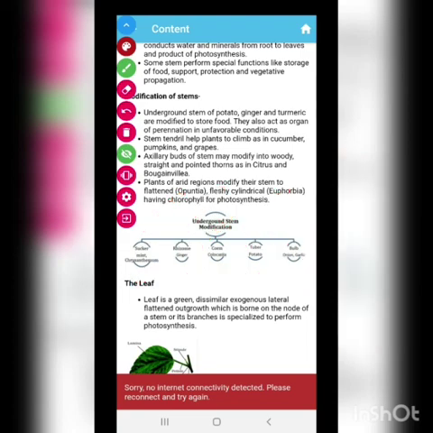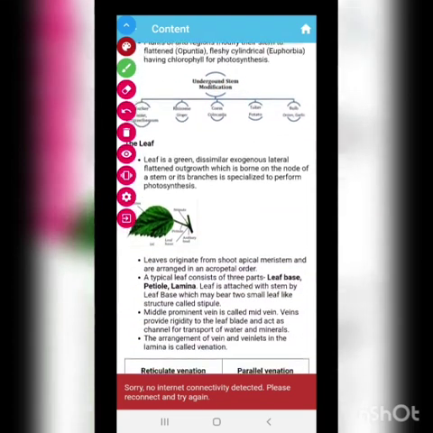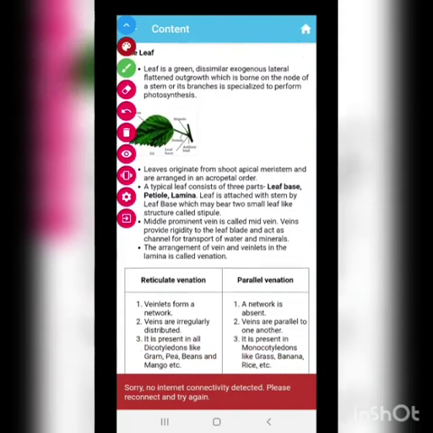The next topic is the leaf, which we will be talking about in the next session.